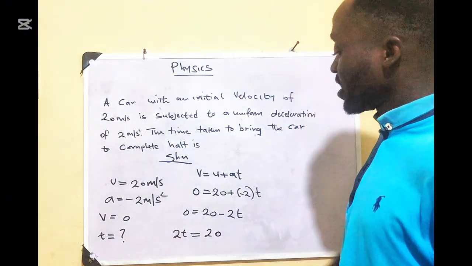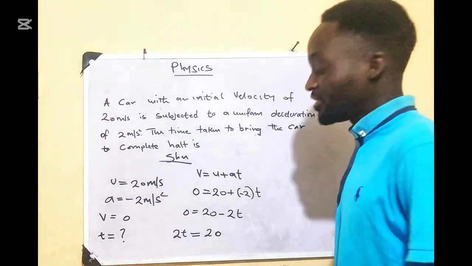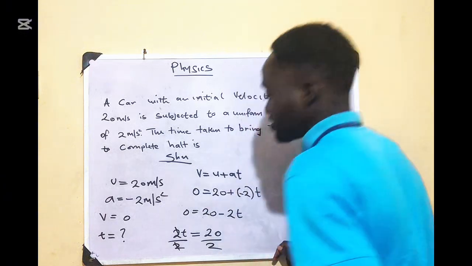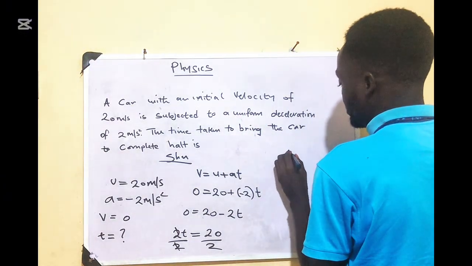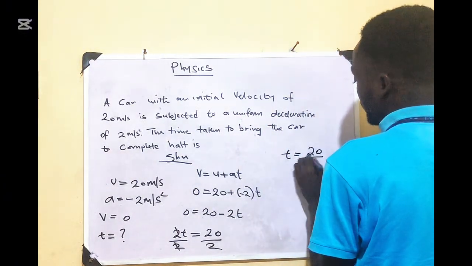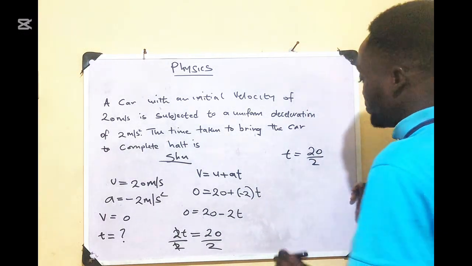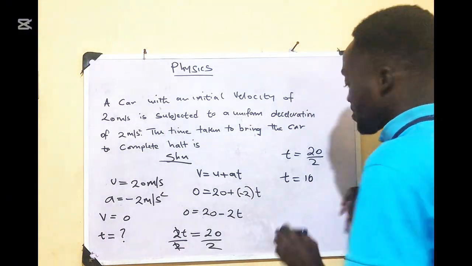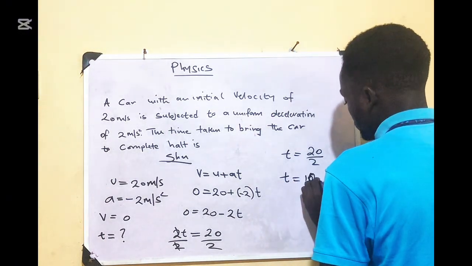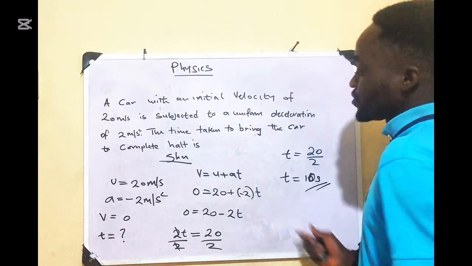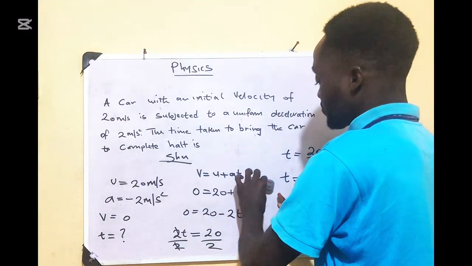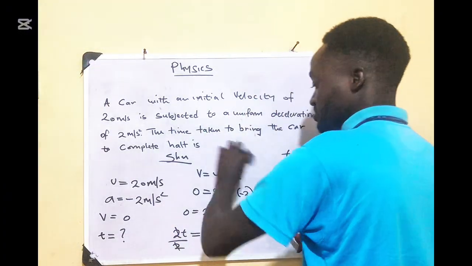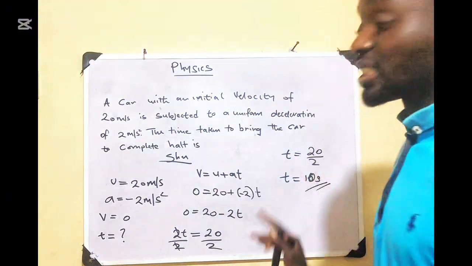So from here we want to make t the subject of the formula, so we'll divide both sides by 2. The 2 cancels the 2, and what we'll have left is t is equals to 20 divided by 2. So 20 divided by 2 is going to give us 10. So our answer is 10, and the unit of time is seconds. So the time it takes for this car to come to a stop is just 10 seconds. As it's moving very fast, for it to come to a stop, it will just take 10 seconds. Hope you understand.